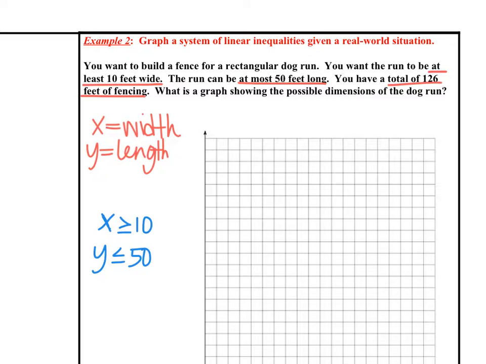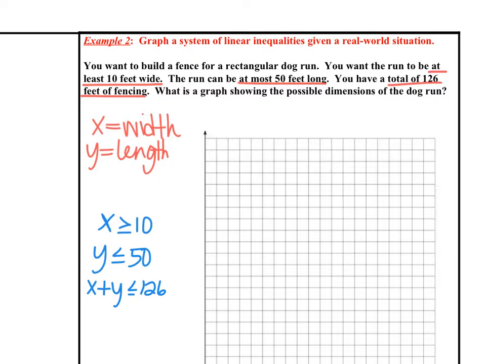And then the last one is you have a total of 126 feet of fencing. X plus y. Yep. Total, add them up, set it equal to 126. X plus y says you have a total of 126 feet of fencing. Can you use more than 126? So this is another one that's less than or equal to 126. Oh, we messed up.